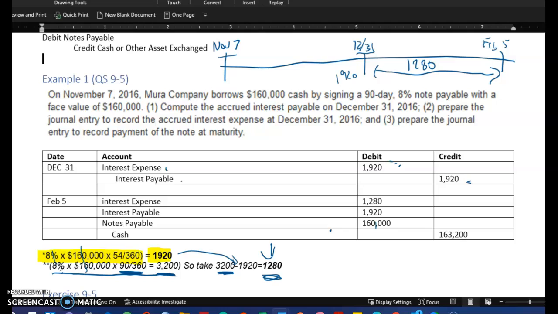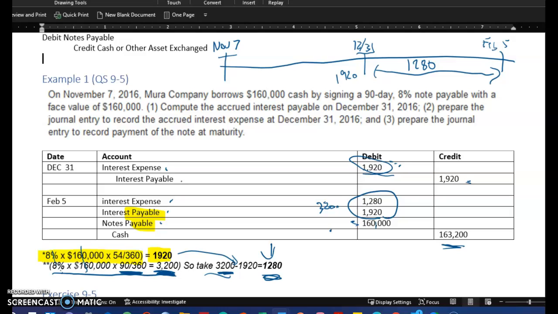So the journal entry is debit interest expense, 1,280, debit interest payable, 1,920, paying this off. And then we want to record the payment of notes payable, 160,000. As you can tell, in this example, we have debited both payables because we're paying back the money we owe. An interesting note, this does add up to be $3,200. So the total of the debits is the $3,200 we calculated here plus the 160,000. So it should add up to $163,200, and it does. And that is the cash it takes to pay off this loan on February 5th.